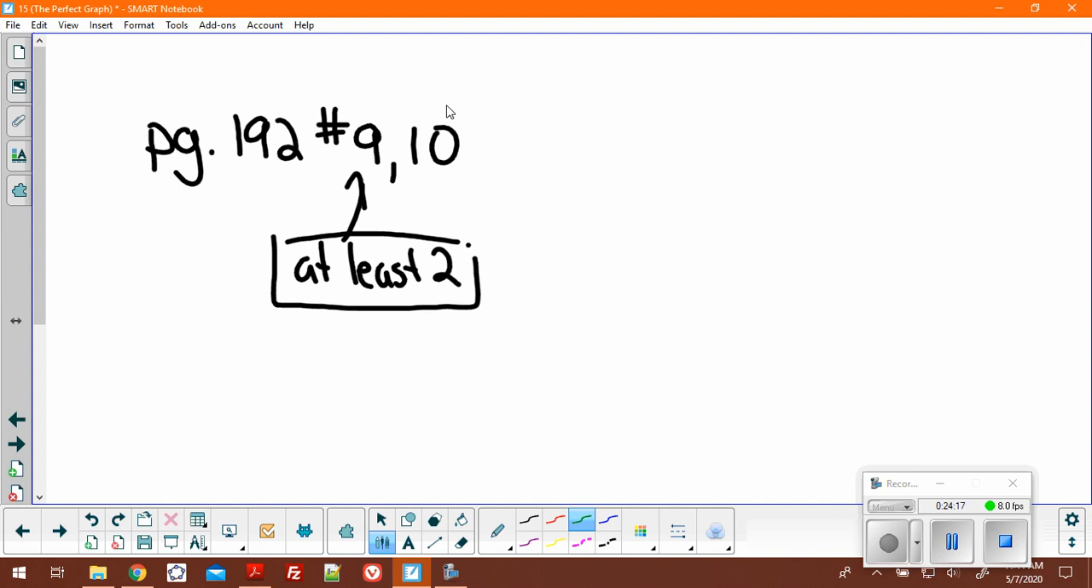And then number 10 is a different kind of question. But for number 9, there's 5 graphs there. To practice the steps, I want you to try to do at least 2 of those. If you've got time, do them all.